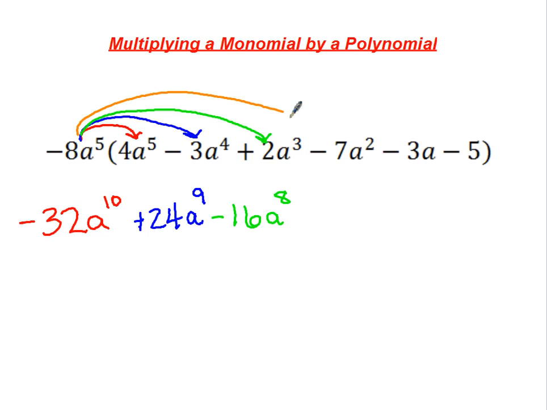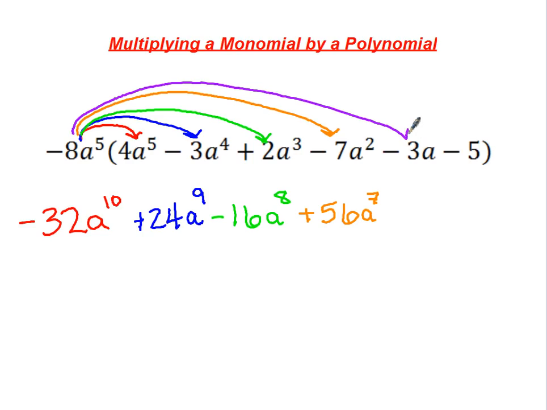Negative 8a to the 5th times negative 7a squared. Negative 8 times negative 7 is positive 56. A to the 7th power, 5 plus 2 is 7. Distributing our term to the next, negative 8 times negative 3, again, is positive 24. And since there's no exponent written here, we know it's an exponent of 1. So a to the 5th times a to the 1st is a to the 6th power.